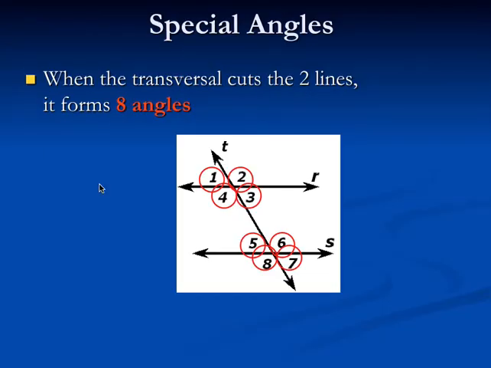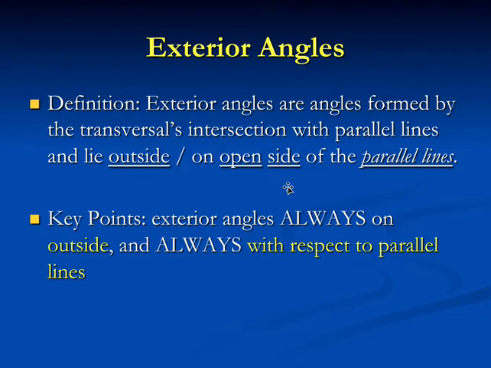Jumping ahead, I already said that there are 8 angles formed. So you see 1, 2, 3, 4, 5, 6, 7, 8. And we're going to be getting into how all these angles are related to each other. Your next term is exterior angles. Exterior angles are angles that are formed by the transversal's intersection with parallel lines and lie on the outside or open side of the parallel lines.